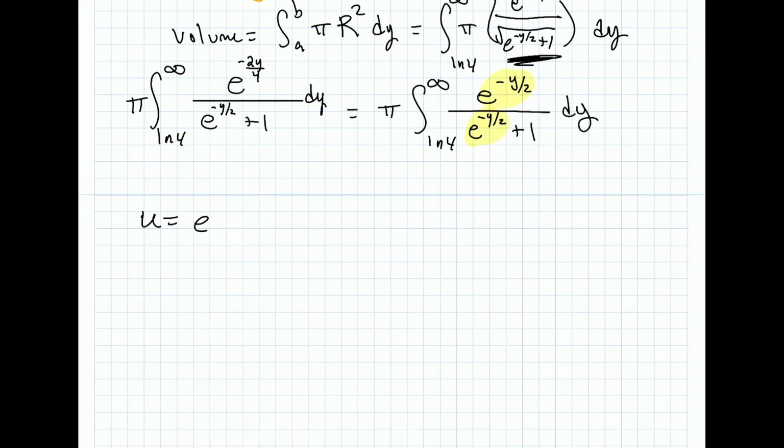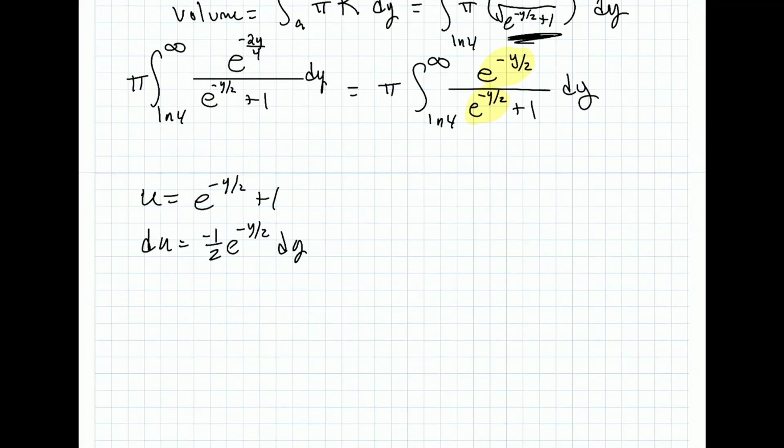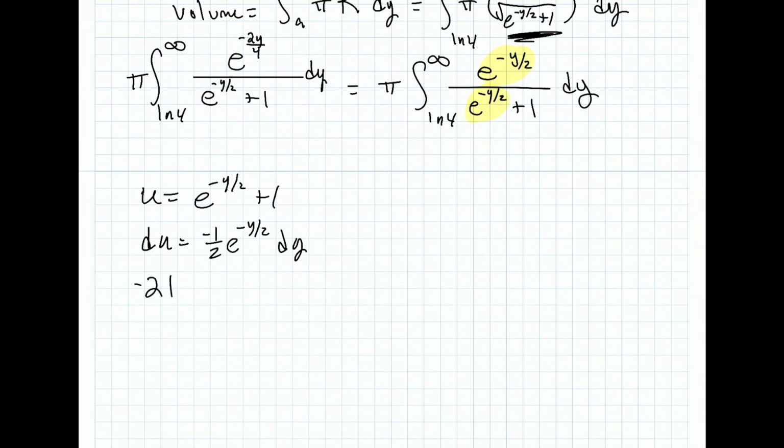You want u is e to the negative y over 2 plus 1. du is negative 1/2 e to the negative y over 2 dy. You move the 2 over, negative 2 du is e to the negative y over 2 dy. So my integral is pi integral ln 4. Actually, no, it isn't. We have to change the limits.